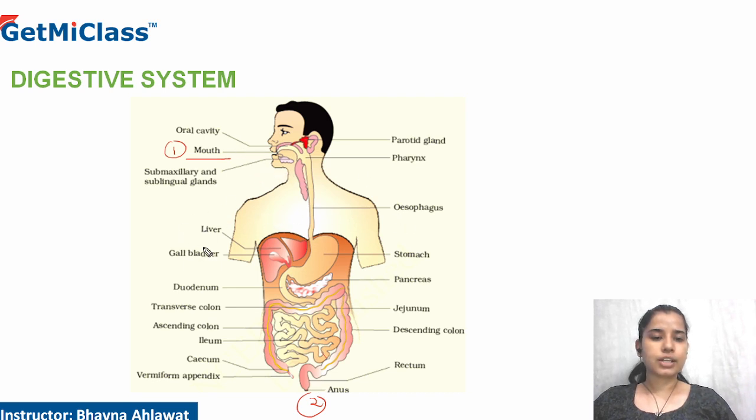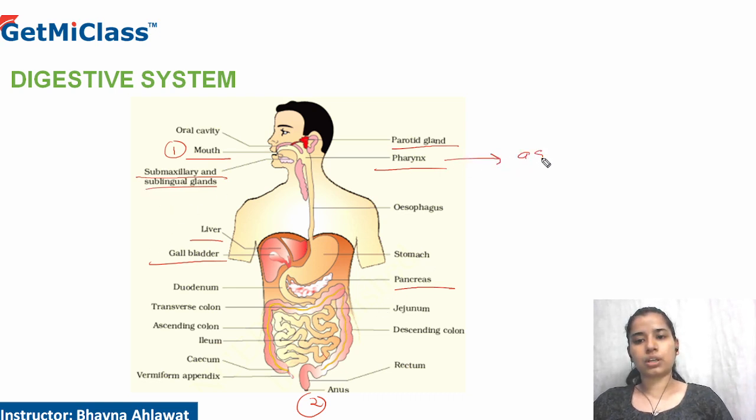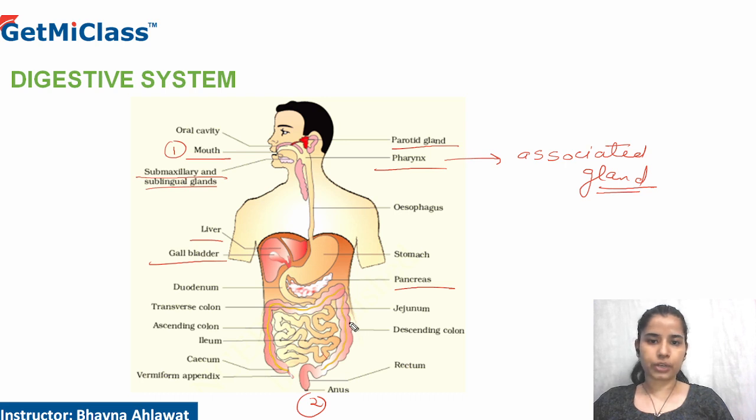On the sides you see there are other organs like the liver, gallbladder, pancreas, parotid gland, and the submaxillary and sublingual glands. These are called associated glands because they are not directly in the pathway of the alimentary canal, but they help in the processes of the alimentary canal. So those are the associated glands.